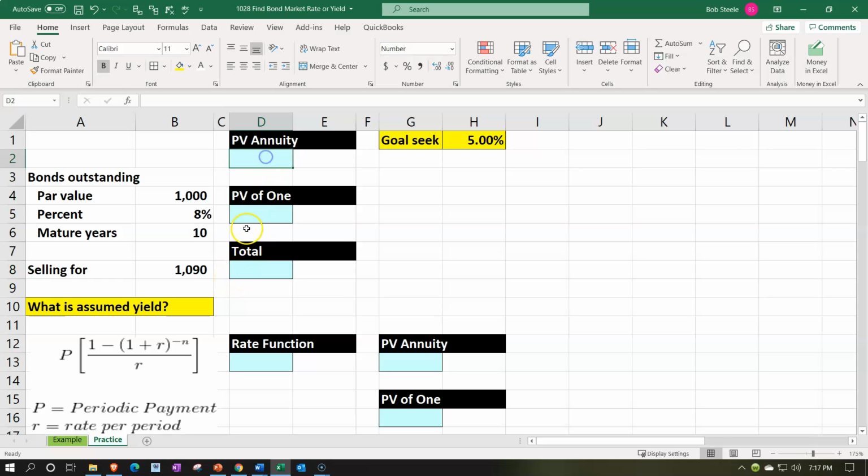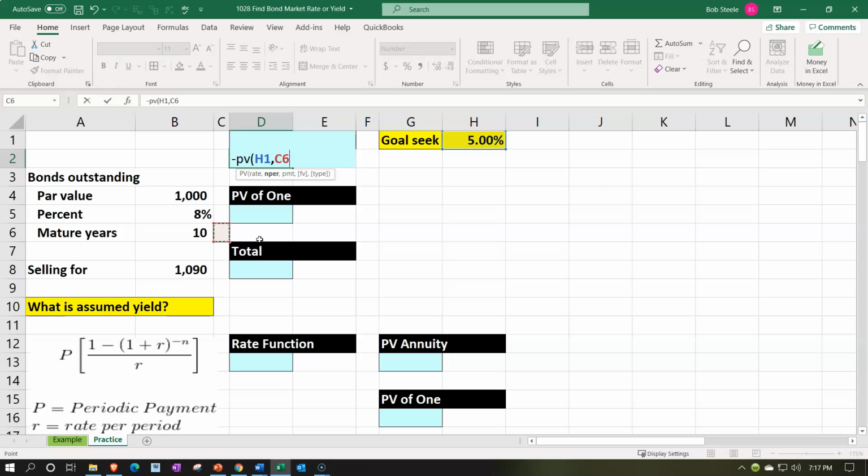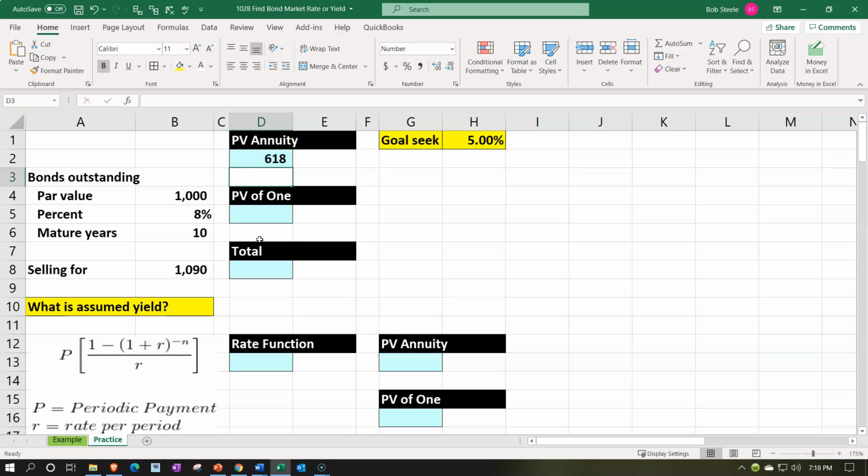So let's do our formulas. The annuity calculation would be the negative present value, shift 9. The rate, I'm going to assume the rate, this is our unknown here, comma. The number of periods, that's a known, that's 10, comma. The payment of our annuity would be the 1,000 times the 8%, or $80. And then enter. So that would be the annuity given this 5% rate. Not correct, but that's the first component.